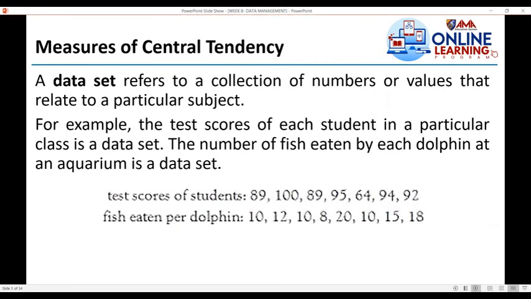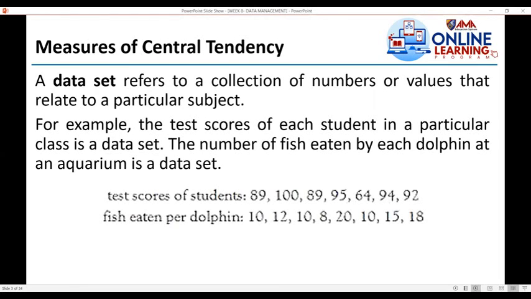A data set refers to a collection of numbers or values that relate to a particular subject. For example, the test scores of each student in a particular class is an example of a data set. The number of fish eaten by each dolphin at an aquarium is also an example of a data set. Another example is the age of all the students taking Mathematics in the Modern World.